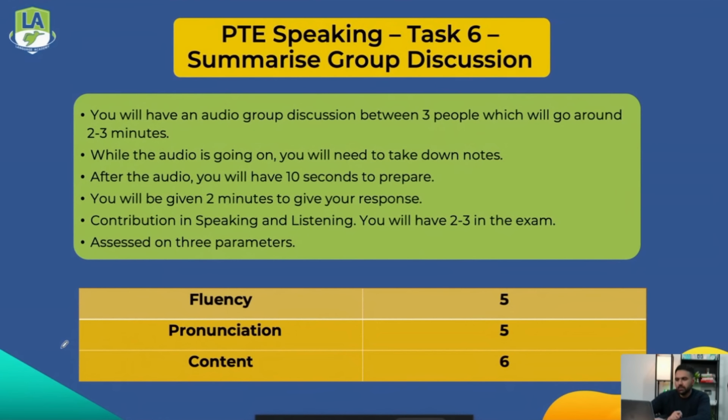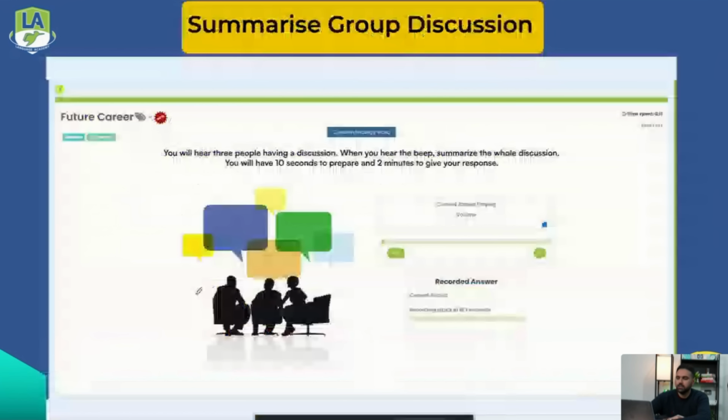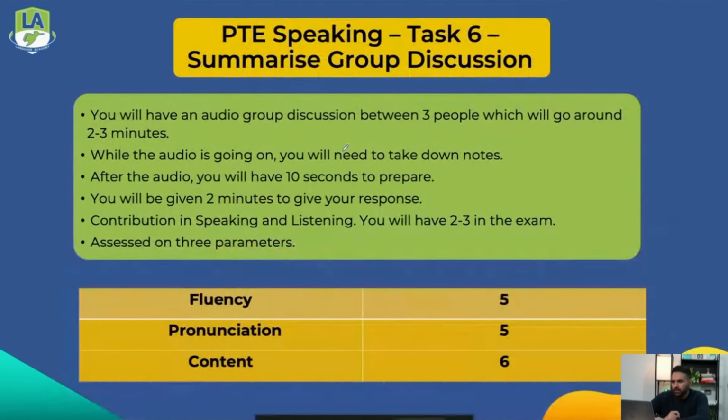All right, PTE speaking, task number 6, summarize group discussion. What happens here? You'll get an audio whereby you'll have a discussion between three people. This discussion will go on for around 2 to 3 minutes. Once the discussion stops, you'll have 10 seconds to prepare, and after that, you'll have to give your response for around 2 minutes.